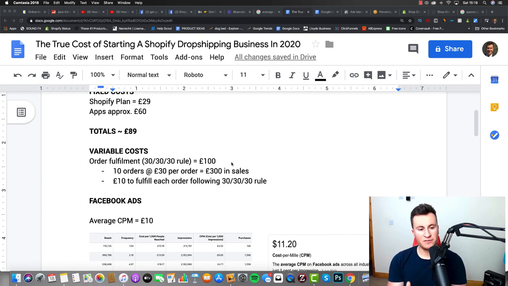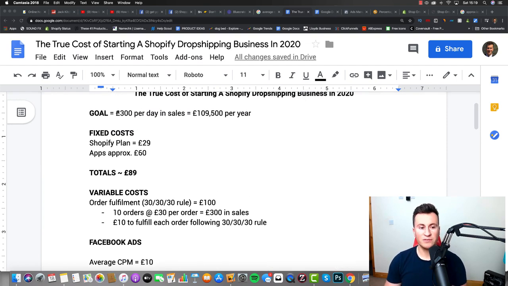Moving into the variable costs then, these are obviously the costs that are going to vary depending on how many sales you bring in, depending on how much you spend on Facebook ads. And that's the reason then why I've set a goal for the beginning, because when you have a goal, you can kind of reverse engineer the numbers.